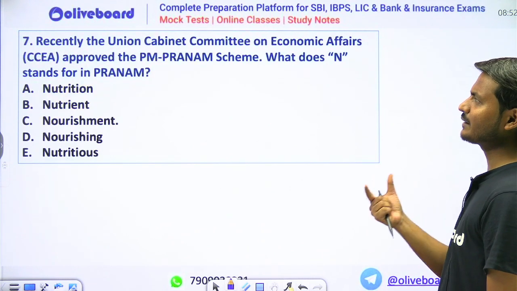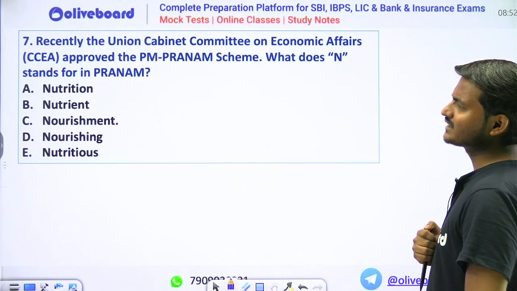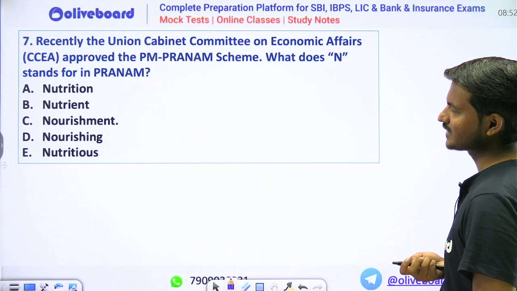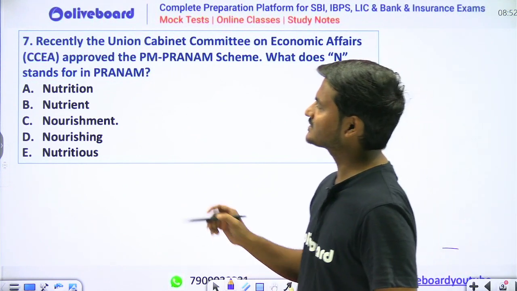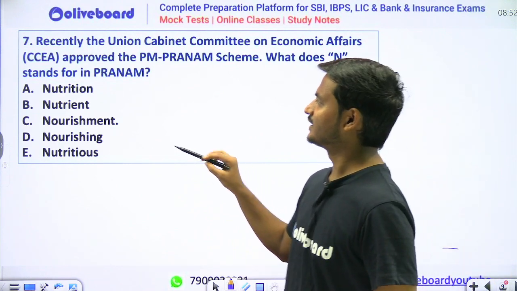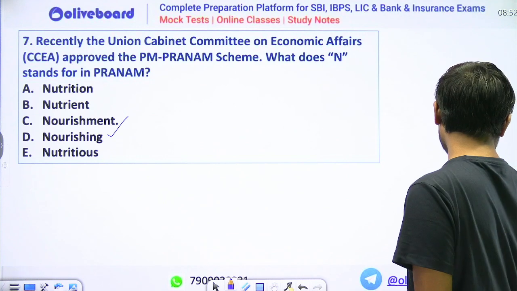Recently, the Union Cabinet Committee on Economic Affairs approved a scheme, that is Pranam scheme. What does N stand for in the Pranam? Pranam scheme is for the conservation of environment, and the N stands for Mother Earth. It is for the conservation of Mother Earth, and the N stands for nourishment. Okay, N stands for nourishment, right?